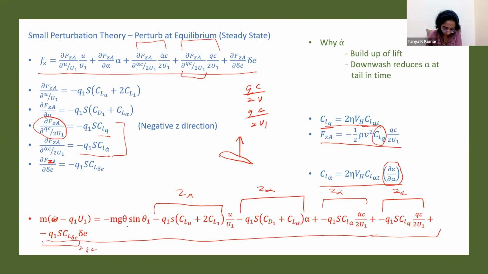So you can write minus mg theta sine theta 1 plus ZU into U by U1 plus Z alpha into alpha plus Z alpha dot into this term, so on and so forth. You can represent it this way. Now let's go to the third equation.